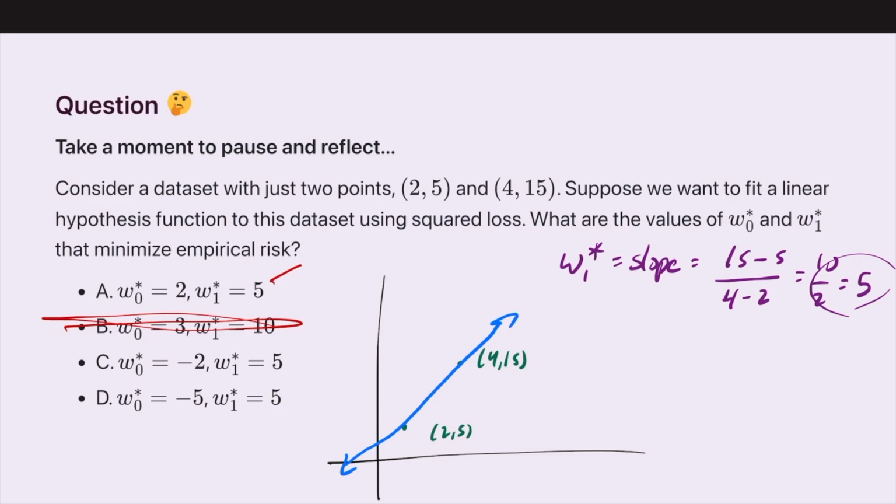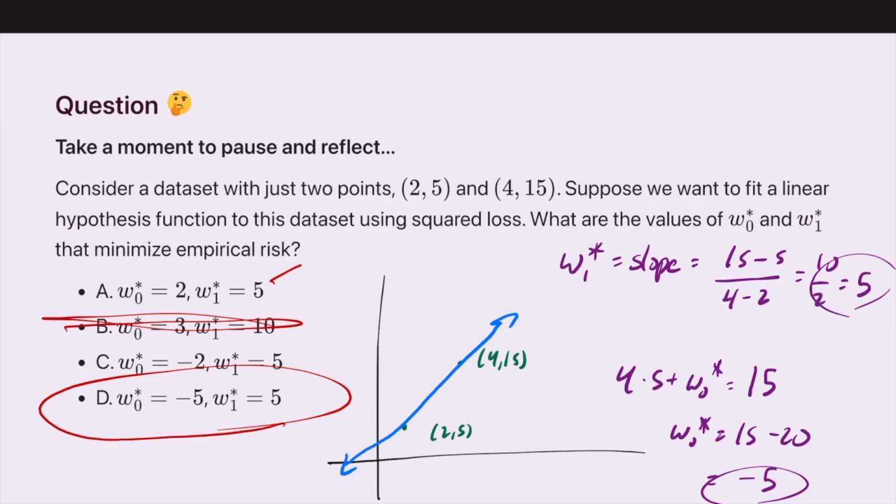And so then now that we have that, we can go ahead and use it for intercept, which will be 4 times 5 plus W naught star, which is equal to 15. And then we can just use a little bit of algebra and simplify this to W naught star equals 15 minus 20, which equals -5. And make this our answer.